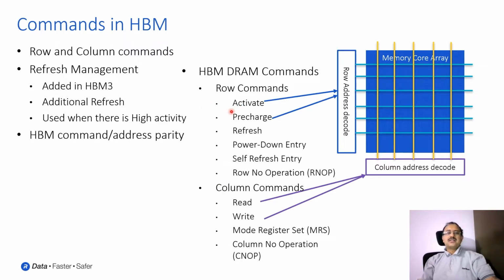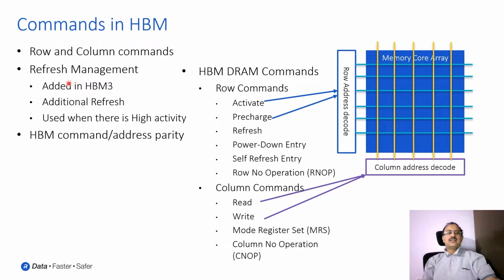So these are the commands that are supported. You have an activation, which is to activate the word line, precharge to close the word line, refreshes for periodically refreshing the data. There's a power down mode and a self-refresh mode, which is quite similar to a couple of the other DRAM families as well. And of course, we have the no operation. Column commands are separated into read commands, write commands. Mode register is considered a part of the column command bus. This is just to improve the efficient usage of the column command bus.